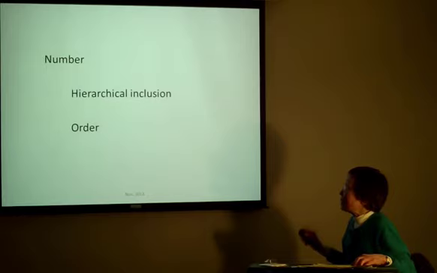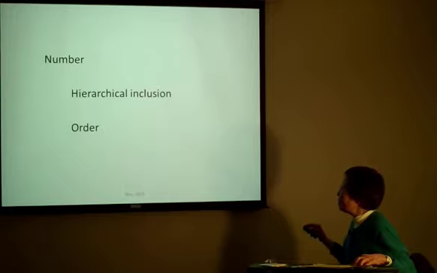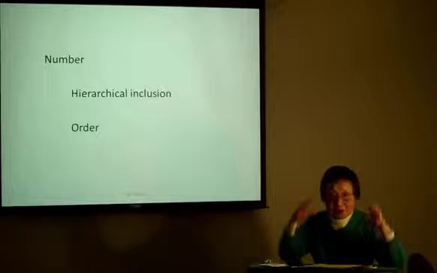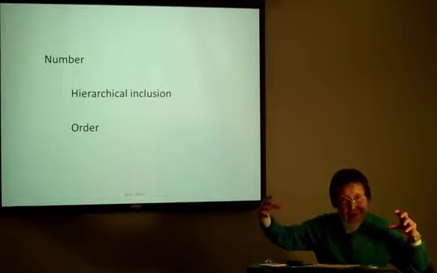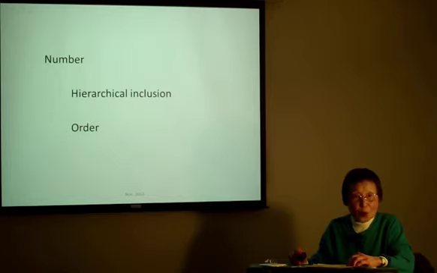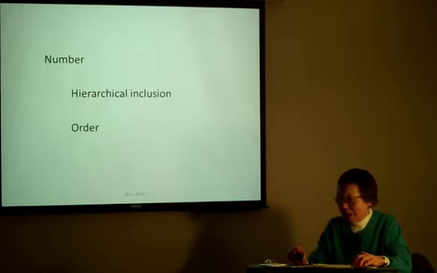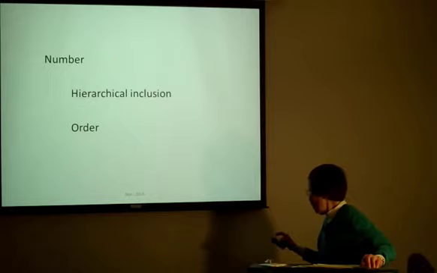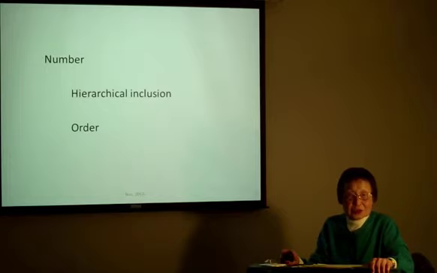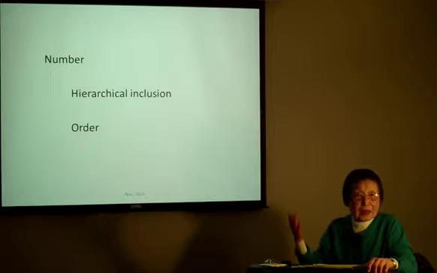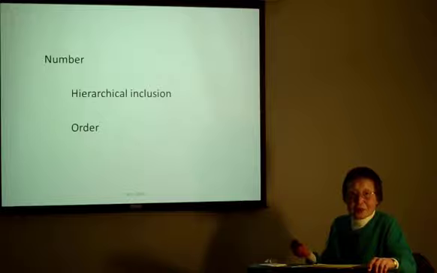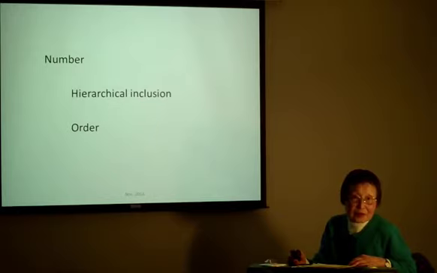And hierarchical inclusion is related to classificatory relationships of classifying, making bigger and bigger classes. I try to point out that all these activities have classificatory relationships. And order, putting things in order, also came into the picture whenever children made seriational relationships. And so that's why children construct these relationships indirectly by making classificatory and seriational relationships.